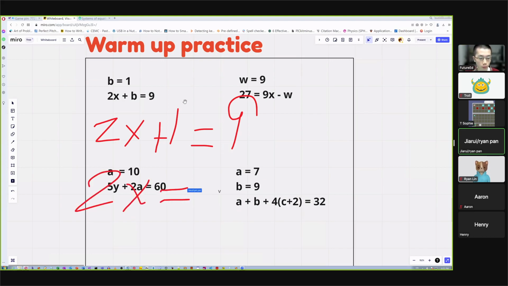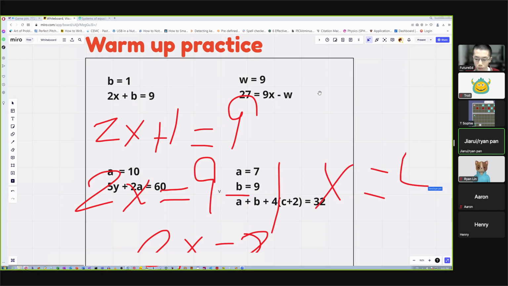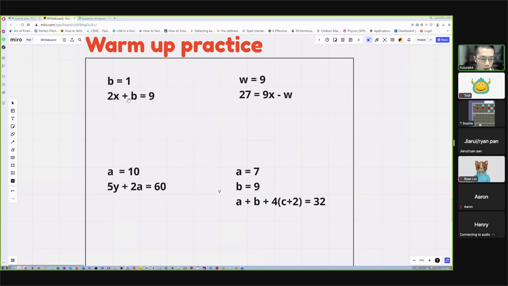2x equals 8. We divide, x equals 4. Okay, so what we see here is the most basic case of using substitution, right? Can you guys all see my mouse? Ryan, it's like a little hand right now. So we see the first step. Oh, Ryan, can you keep what you wrote before?